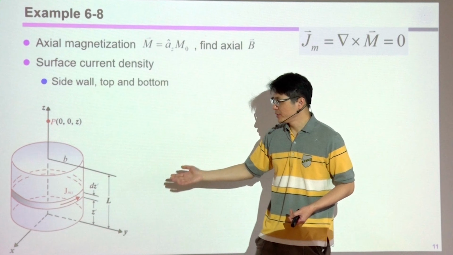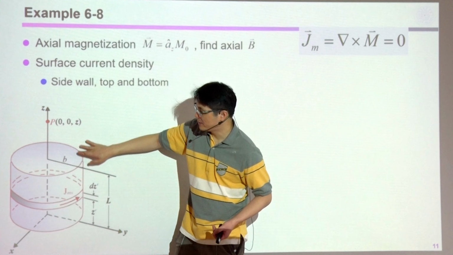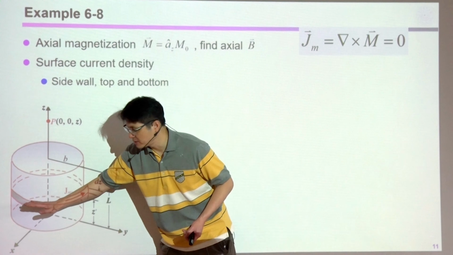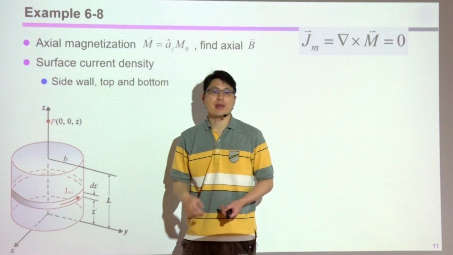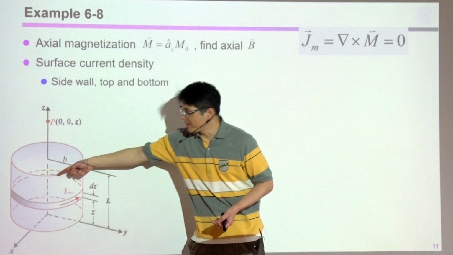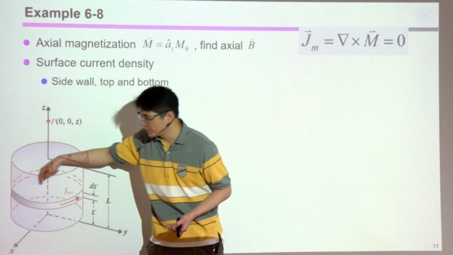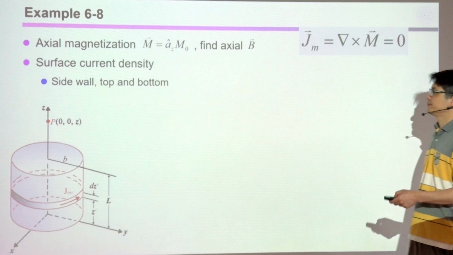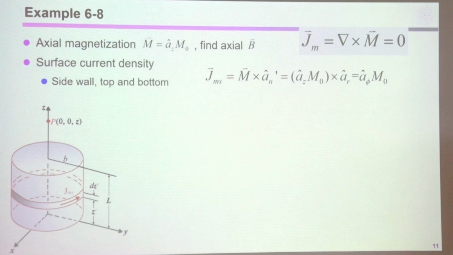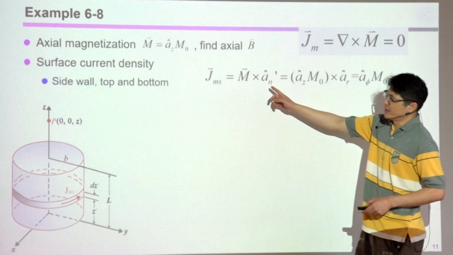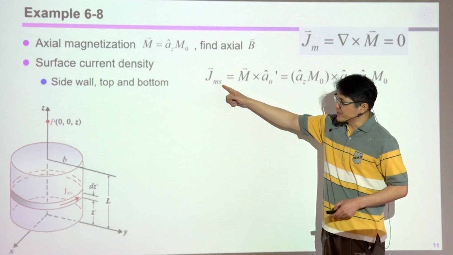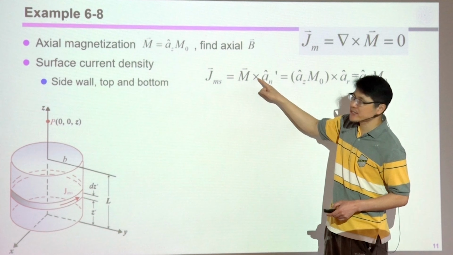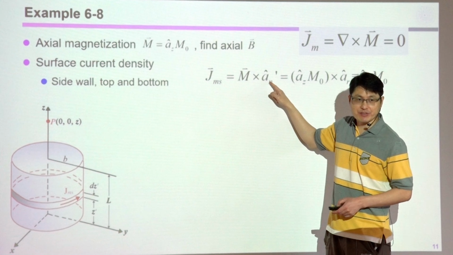For the cylinder, you have the top lid, so that is surface number 1. You have the bottom lid, the bottom surface. And then you have the third surface, that's the circumference, right? Now think about it. Eventually, the surface magnetization current density is making the cross product with the surface normal.